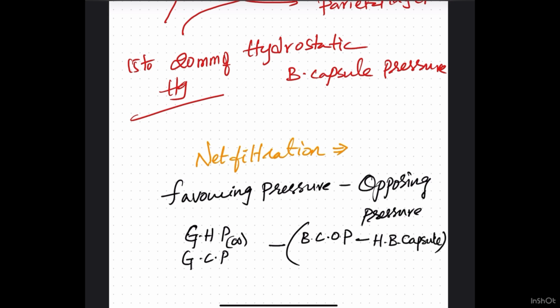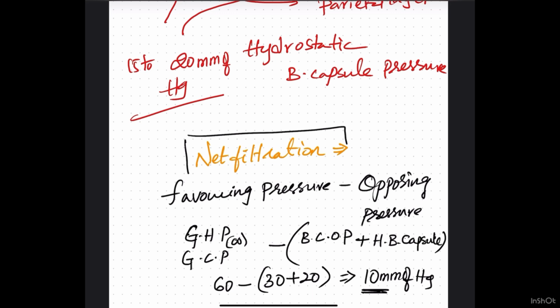Okay, so now what happens here? This is 60 minus 30 plus 20. This together you can consider as 10 mm of Hg. Now because of this 10 mm of Hg, that blood is going to be filtered as GF. You got it? So this is the net filtration.